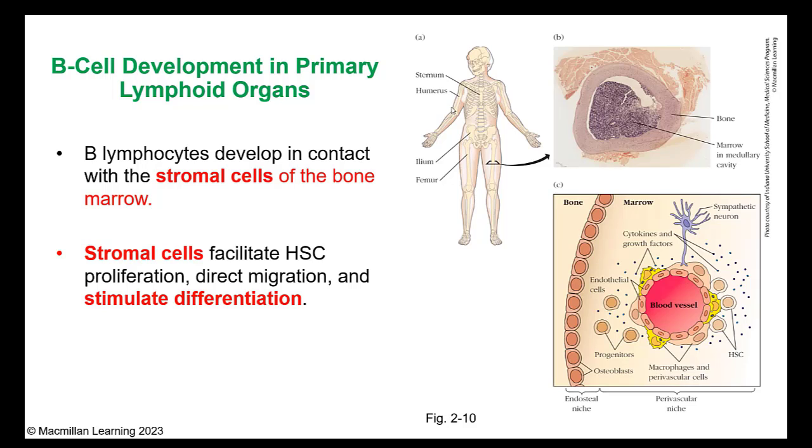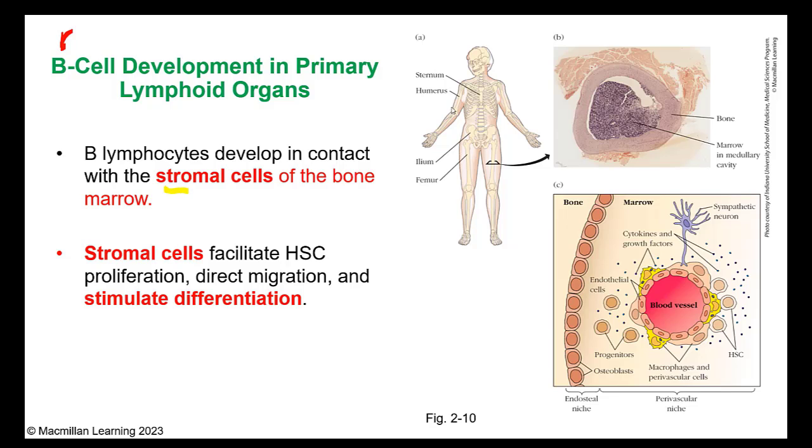Okay. So how is it that the B cells develop in the primary lymphoid organs? Basically, the B cell is going to develop in the bone marrow. That's why B is for bone marrow. Okay? So those are going to develop not because they just decide to develop into B cells, but because the progenitor cell, the pluripotent stem cell, is in contact with other cells in the bone marrow, and those cells are called stromal cells. Okay, those are your stromal cells.